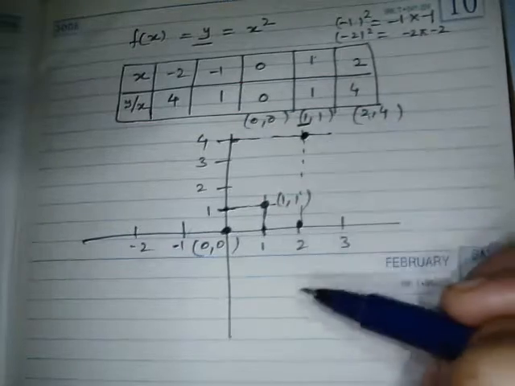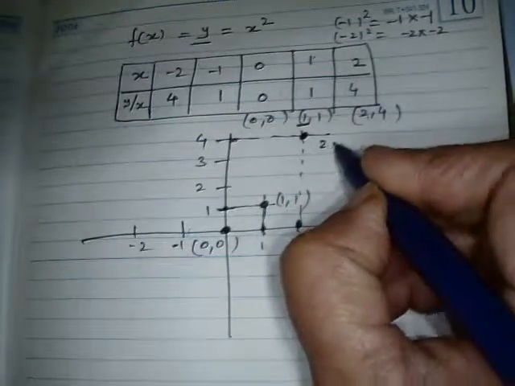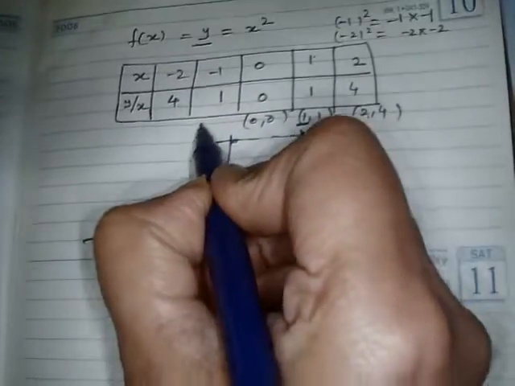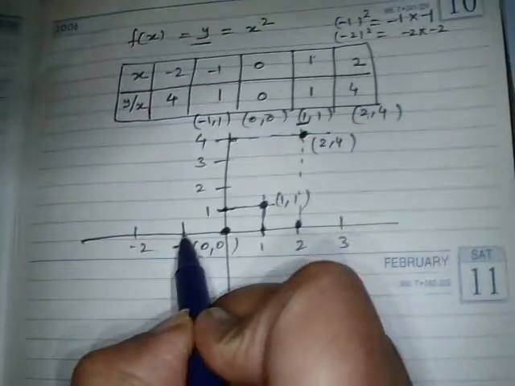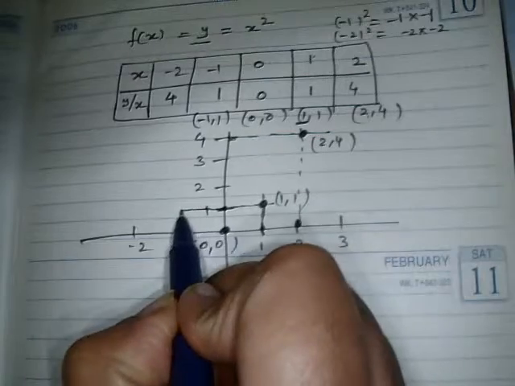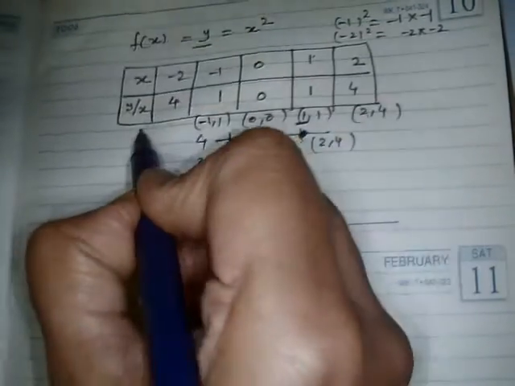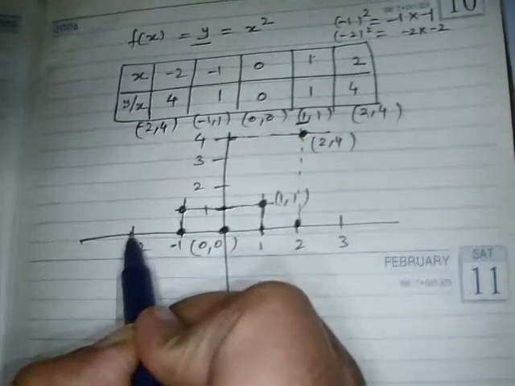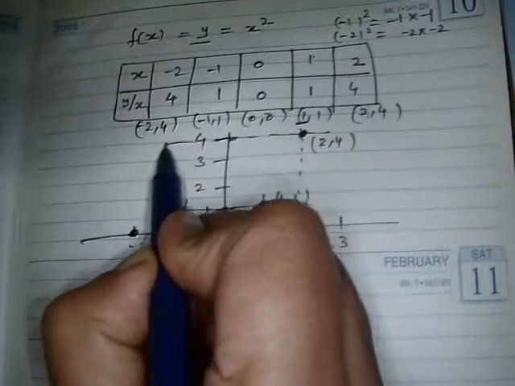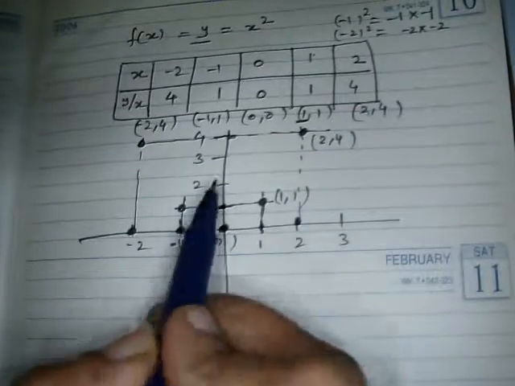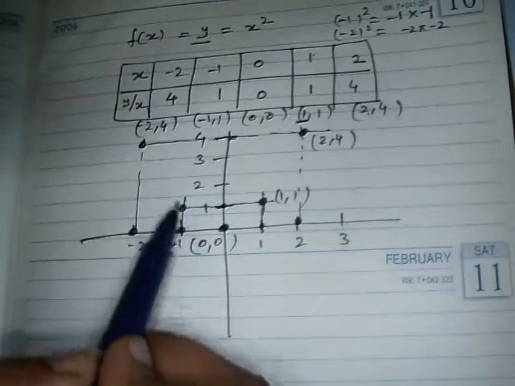This is the point 2, 4. Similarly for this side, -1, 1. On x is -1, on that y is 1, so this point. Then -2, 4. When you go to -2, this is going to be the 4. When you join these points, I'm going to join these points.